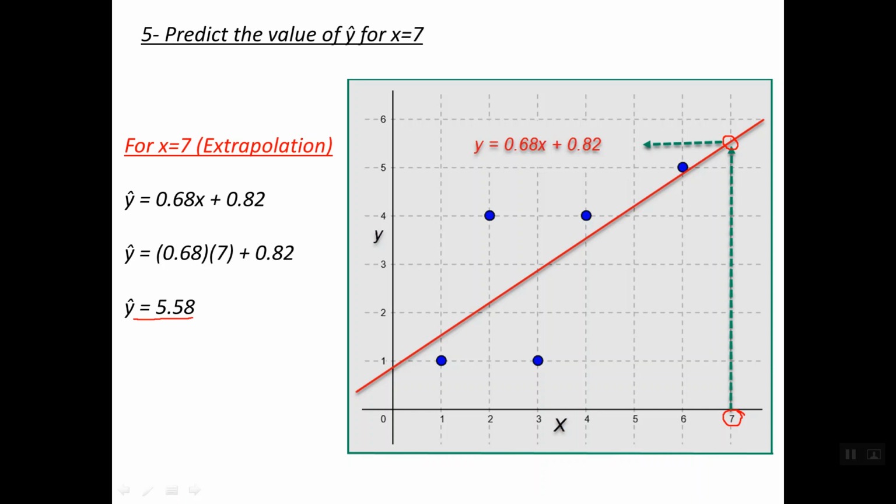which means that if you try to determine the intersection between x equals 7 and the regression line, and draw a horizontal line, you will get the value of y hat. It is simply 5.58.